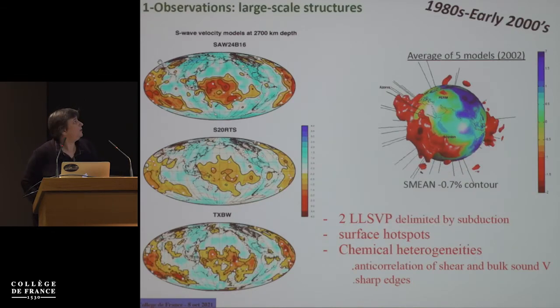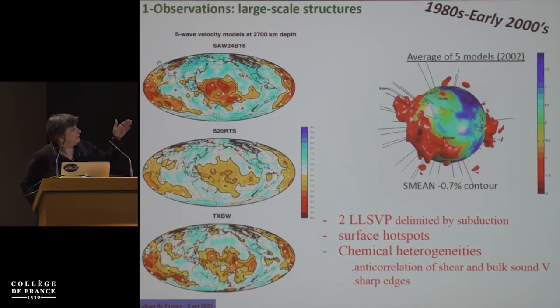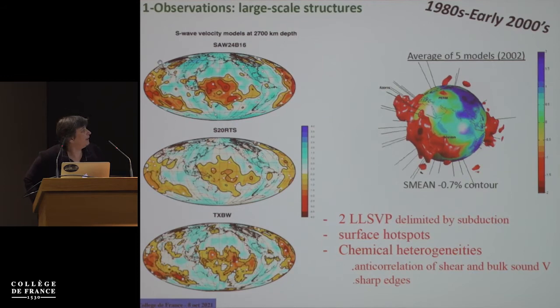Okay, so we all know that if we look at the lower mantle, the first thing that we see, and it has been known for a long time, is that we have those two very large-scale structures, the LLSVPs, and those LLSVPs are delimited by the subduction, especially around the Pacific. They encase the surface hotspots, and there are probably chemical heterogeneities in those LLSVPs. So we can see it on individual tomographic models.